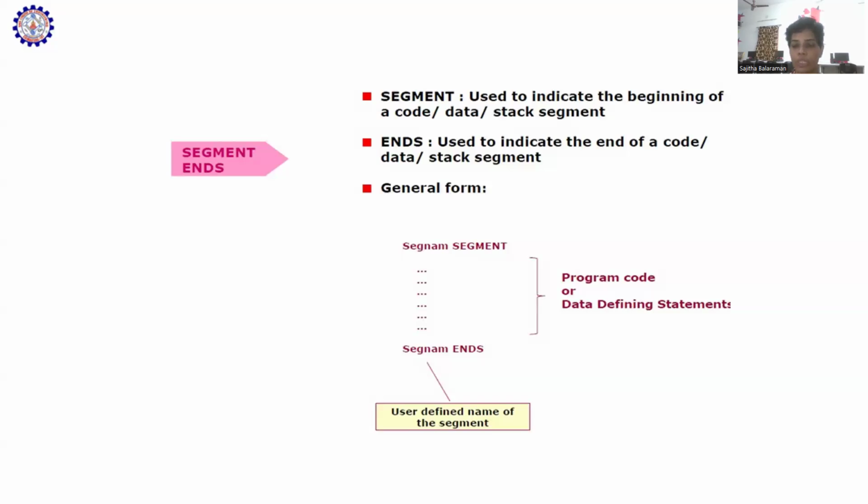So before moving into the next directive, let me just wind up with what we have seen. We have seen about the assembler directives: what is DB, DW, DD, DQ, and DT, and then the segment. So let us continue with assembler directives in the forthcoming lecture series.